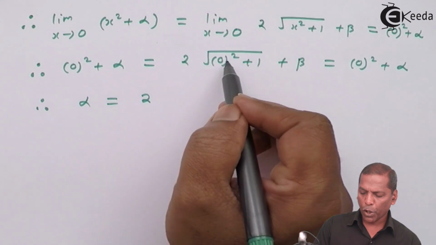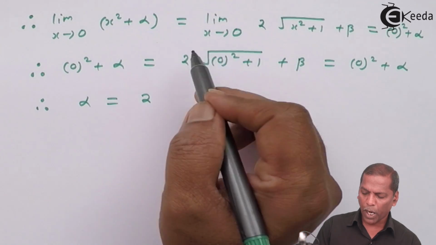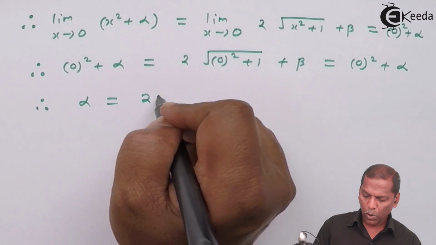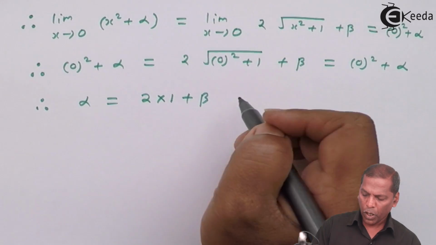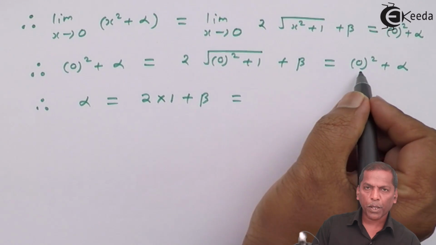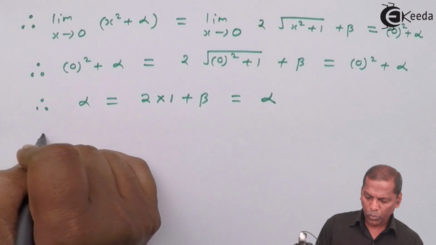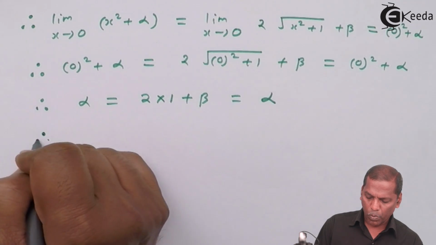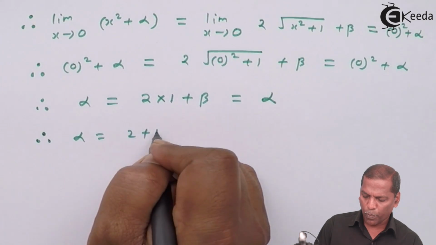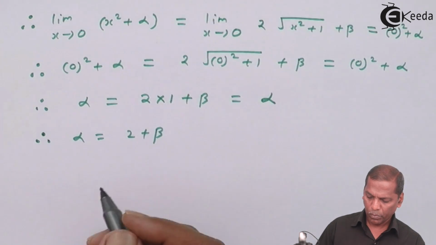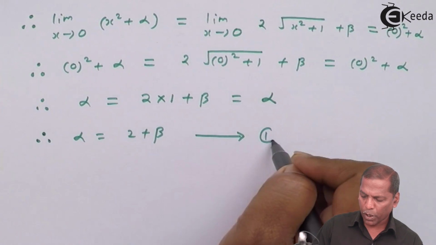Now square root of 0 square gets 0 plus 1, that is 1, and square root of 1 is 1, that multiplied by 2, we get 2 into 1 plus beta, and that equals again 0 square, 0 plus alpha, so this gives again the answer alpha. So in this way we get alpha is equal to 2 into 1, that is 2 plus beta. Let us denote this as equation number 1.